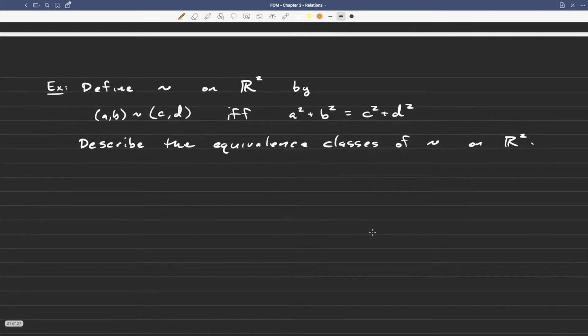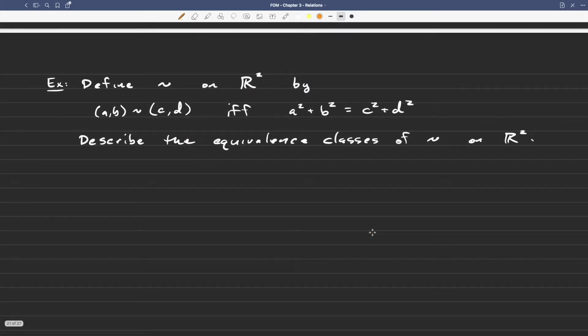Let's do one more example of finding the equivalence classes and therefore the quotient space of an equivalence relation. This one's kind of a crazy one. So we're defining an equivalence relation tilde on R2, the plane. So the elements that we're going to be relating to one another are ordered pairs in the plane.